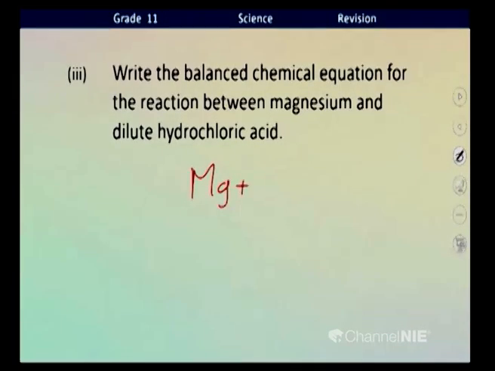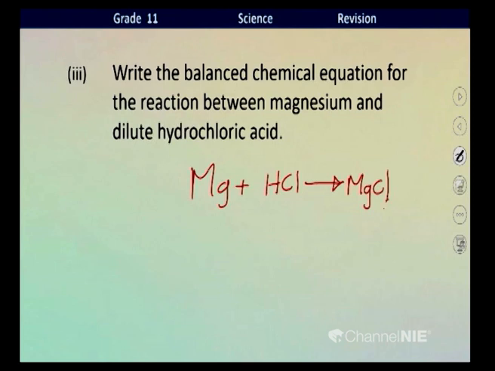Here, when magnesium is reacted with dilute HCl, what are produced? Magnesium chloride plus hydrogen gas. How to balance this equation, children? As there are 2 chloride ions and 2 hydrogen here, you have to put 2 for this. Then the reaction is balanced. This is the balanced equation for the reaction between magnesium and hydrochloric acid.